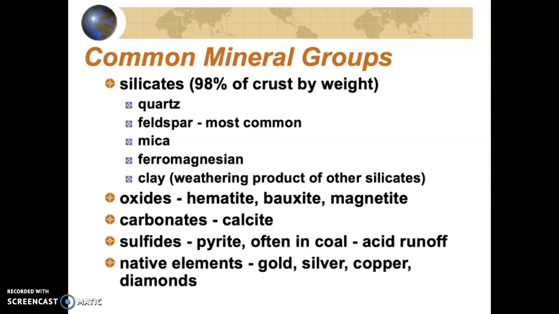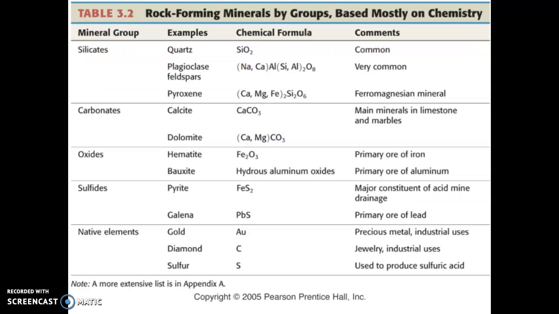The sulfides are similar to the oxides in that they are a combination of a sulfur ion combined with a metal ion. And so when those two are together, you get a mineral like pyrite, but you can actually mine pyrite and remove the iron. And then we have the native elements, which are just straight up one element like gold, silver, copper, and diamonds. So those are some common mineral groups.